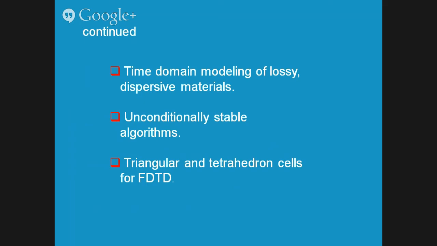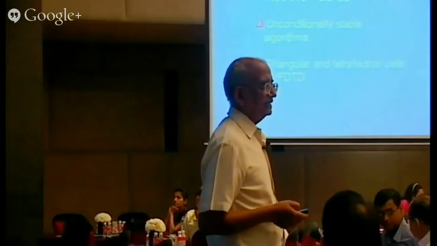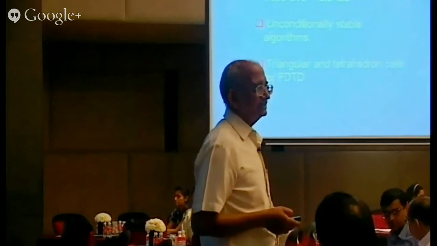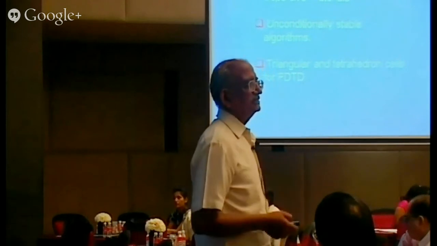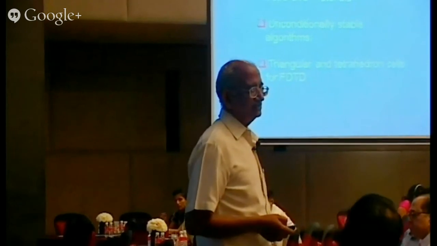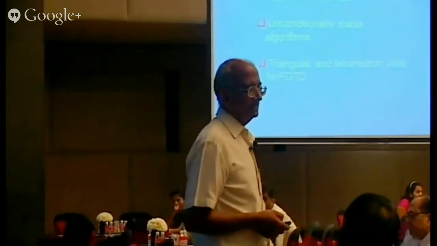And for the triangular and tetrahedral cells for geometry, as in other computational techniques: in order to take care of irregular shape geometry, we normally use triangular cells for the 2D case and tetrahedral cells for the 3D case. But there is no such thing in FDTD so far. So that is one limitation of FDTD.